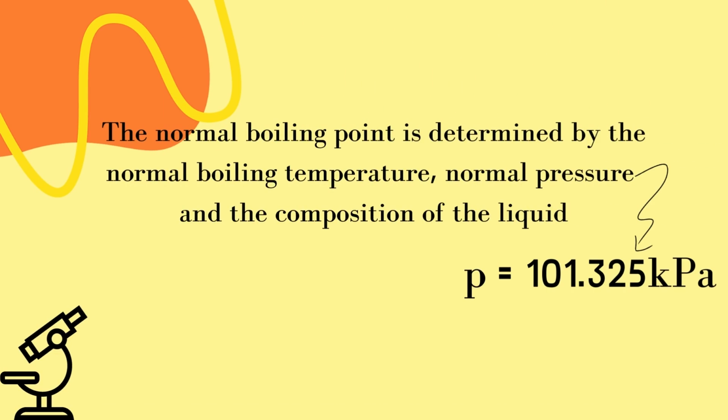The normal boiling point is determined by the normal boiling temperature, normal pressure, and the composition of the liquid. The normal boiling temperature is a temperature at which a liquid of a given composition is in phase equilibrium with its vapor at the normal pressure.